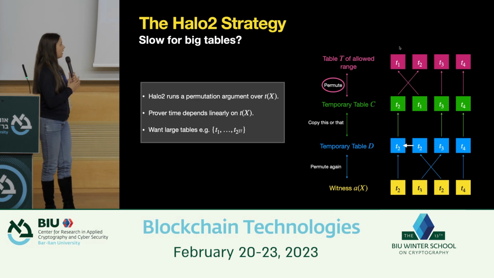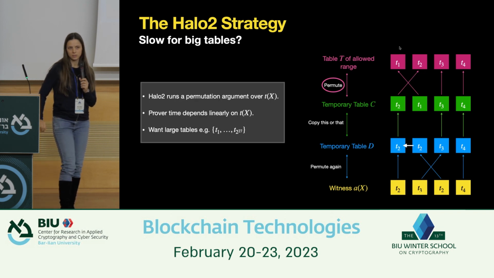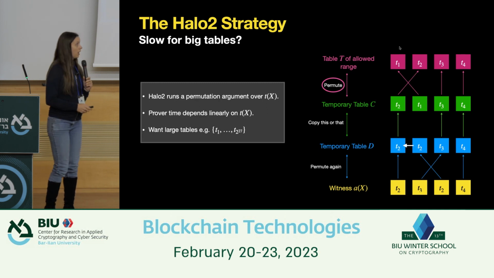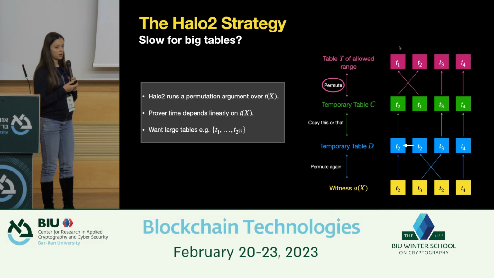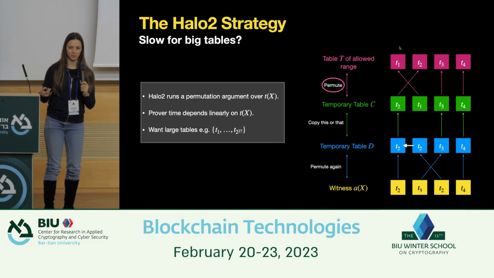In particular, if we want to have a very large range table, in the last talk, we were saying that your SRS is usually bounded by 2 to the 27. That's the biggest setup anyone's ever done. So let's say you want to have a range table that goes from anything up to 2 to the 27. If we want to do this particular argument for such a large table, it's going to cost us some overhead. In particular, we have to run a permutation argument over the entire size of the table.